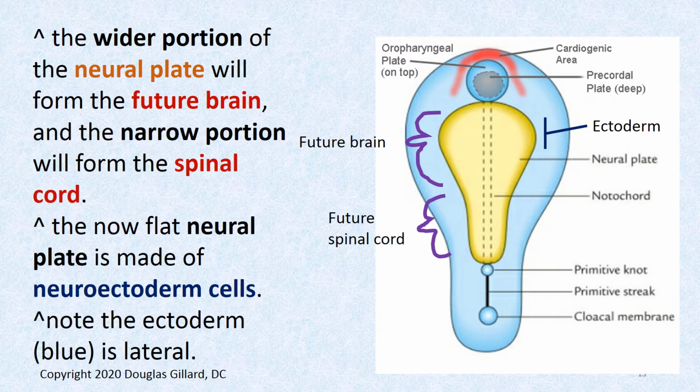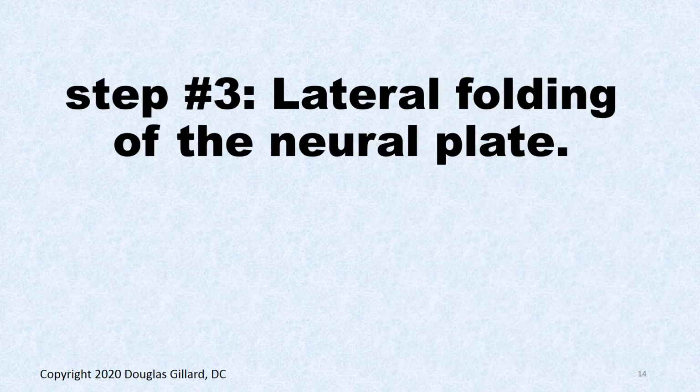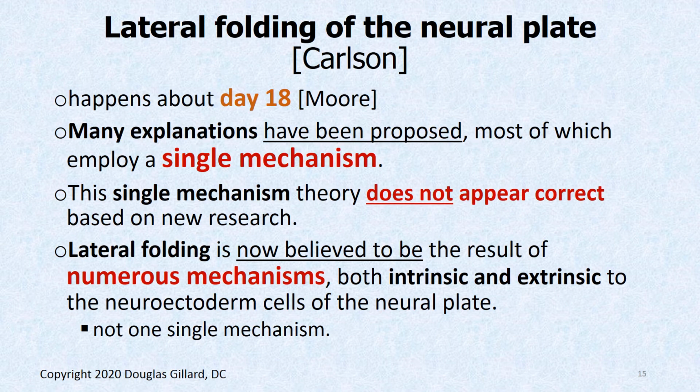So this original plate region is going to form the future brain, and this narrower portion is going to morph into the future spinal cord. All right, so now we have a key-shaped plate made. How's that going to become the brain and especially the spinal cord, which is round? Well, we're going to have to fold it. We're going to actually create a tube out of that structure, and that's what happens next.